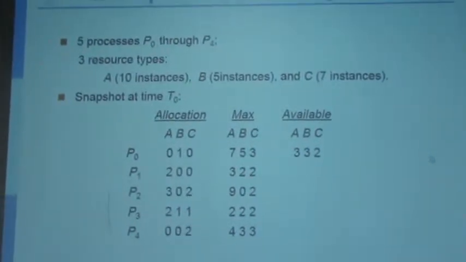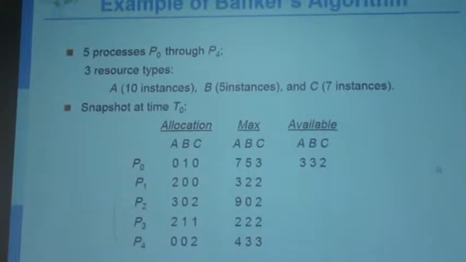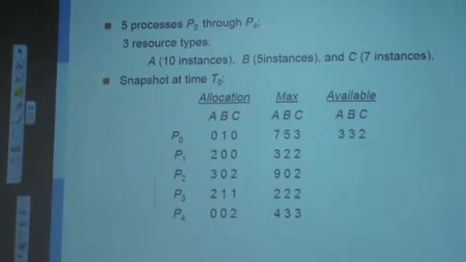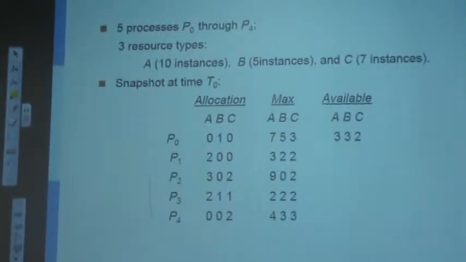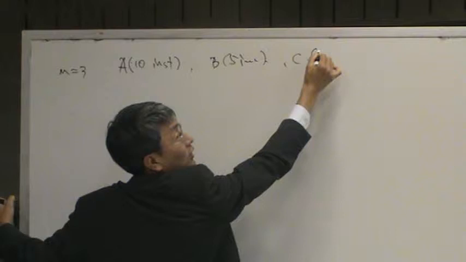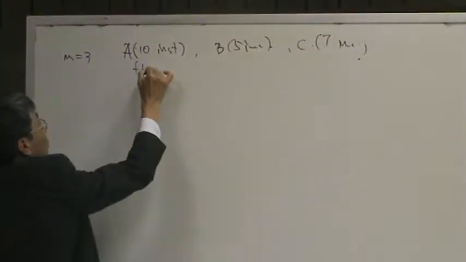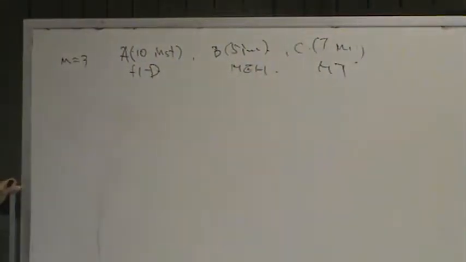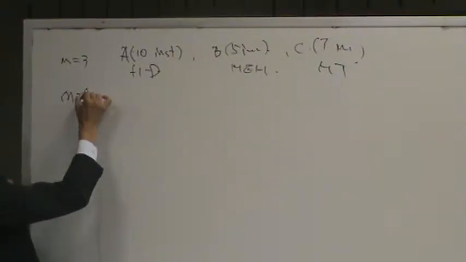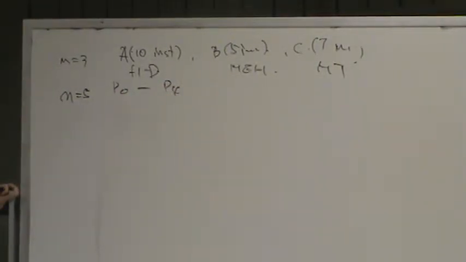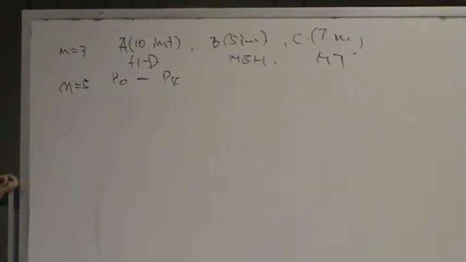Right now, how many resource types do we have? 3, so M is equal to 3. A is 10 instances, B is 5 instances, and C is 7 instances. Let's say this is a hard disk drive, this is memory, and this is a magnetic tape. And how many processes? 5, so N is equal to 5. We have P0 to P4.